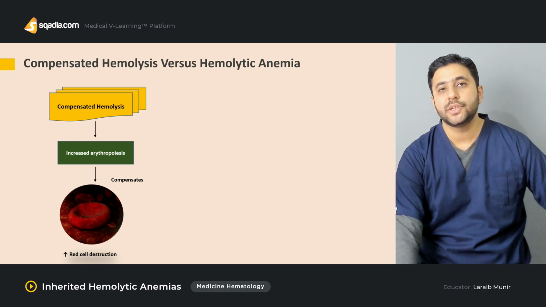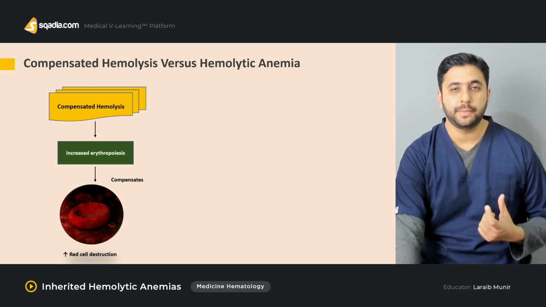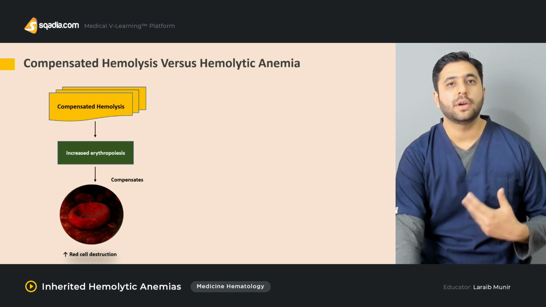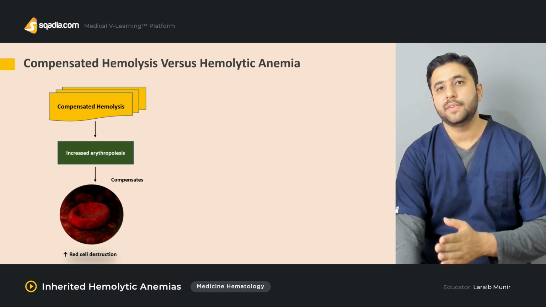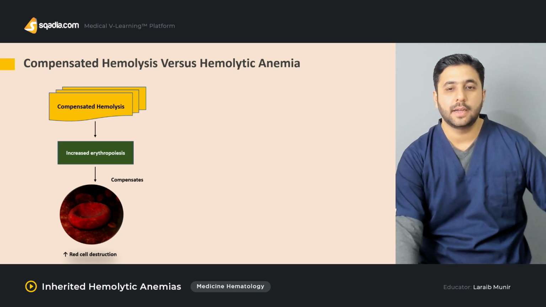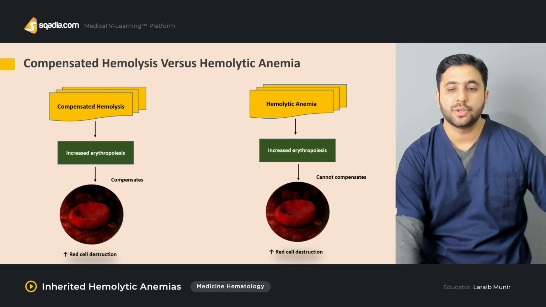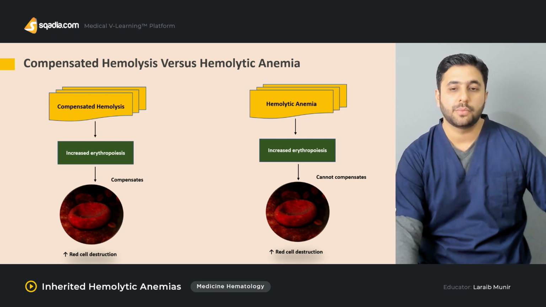But if we have a condition in which the hemolysis is on a very large scale, or it is very acute or very brisk in a very short period of time, and the bone marrow does not respond adequately or is not able to compensate quickly, that will be evident to us as a hemolytic anemia on examination. So hemolytic anemia develops when there is increased erythropoiesis and it cannot compensate for the increased RBC destruction. This is important to understand the development of the hemolytic anemias.